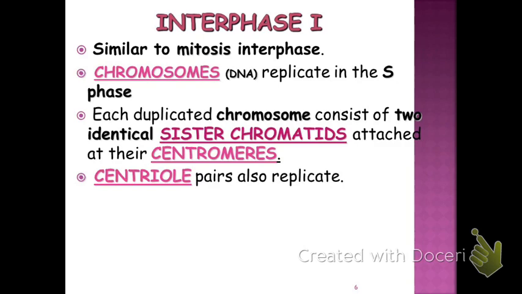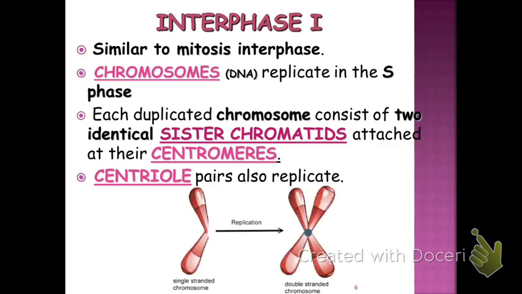We also are going to be replicating our centrioles. So this is when we go from a single-stranded chromosome to our double-stranded chromosome that's going to look like the X now, and you can easily see the centromere in the middle where those sister chromatids are connected.